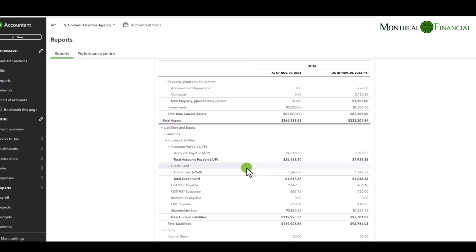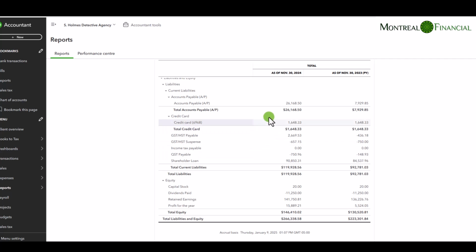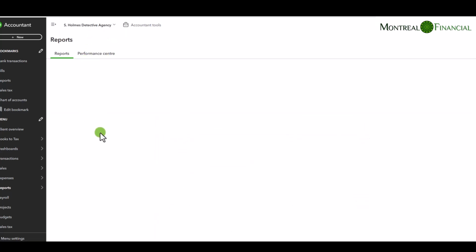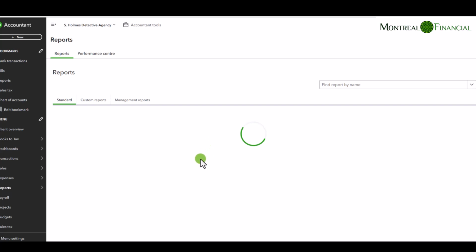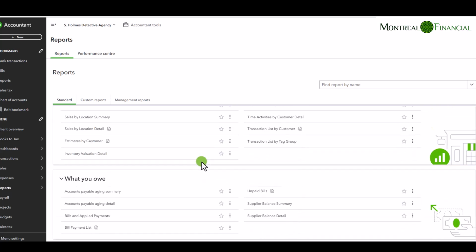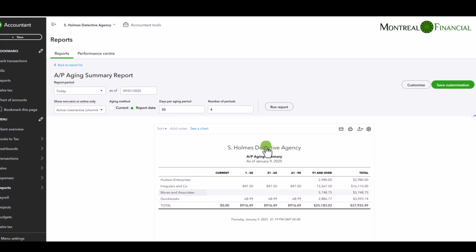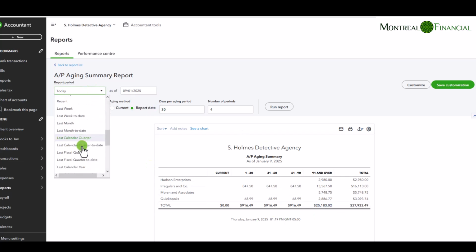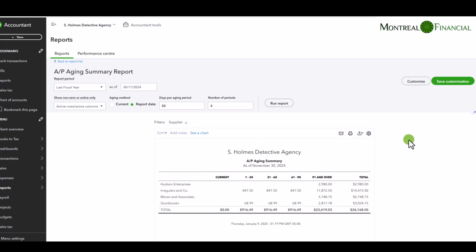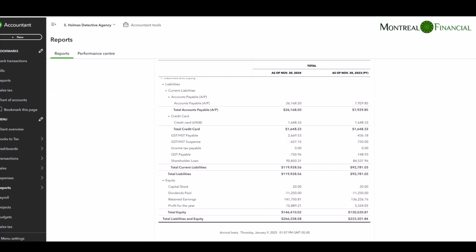With respect to the liabilities, let's scroll down. Now, the accounts payable would be very, very similar to the accounts receivable. You would want to go to the report. Let's go back to the report list. And then we are going to scroll down to what you owe and find the accounts payable aging summary. And then make sure that at the last fiscal year, this total of $26,168.50 agrees to this balance here. And again, if it doesn't, you definitely want to investigate it and see why there's a discrepancy.